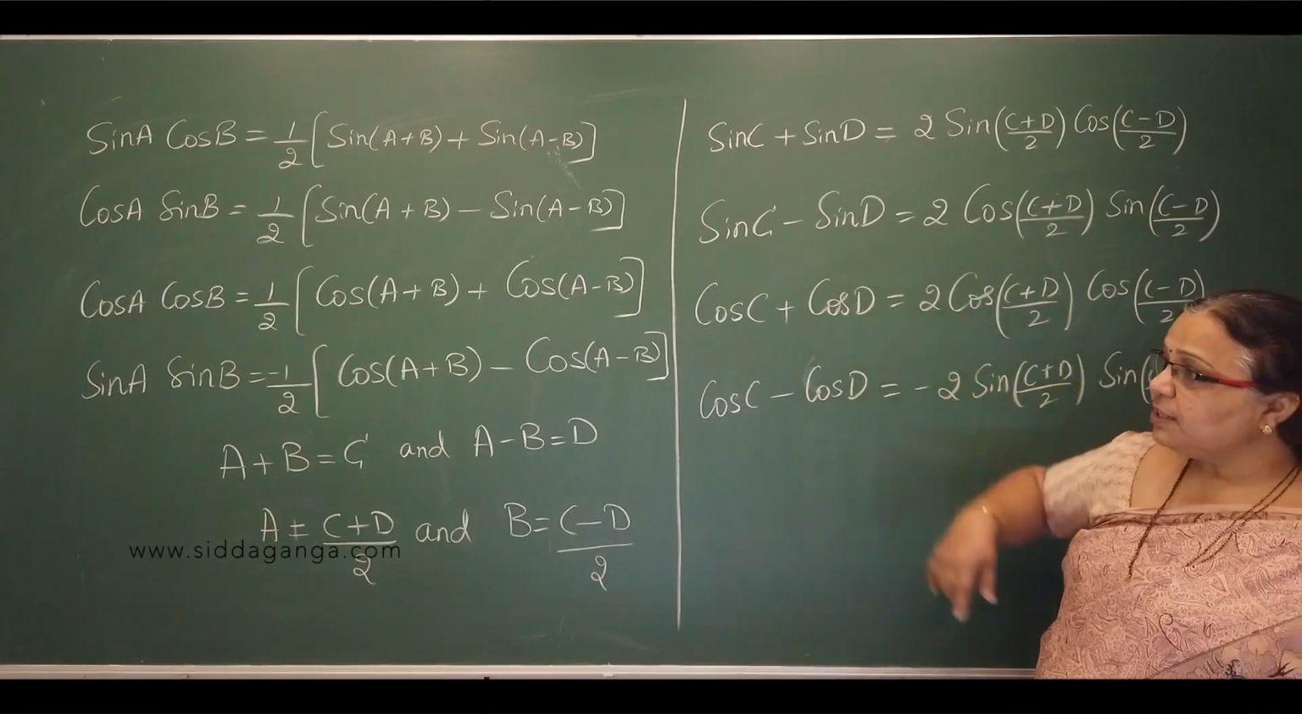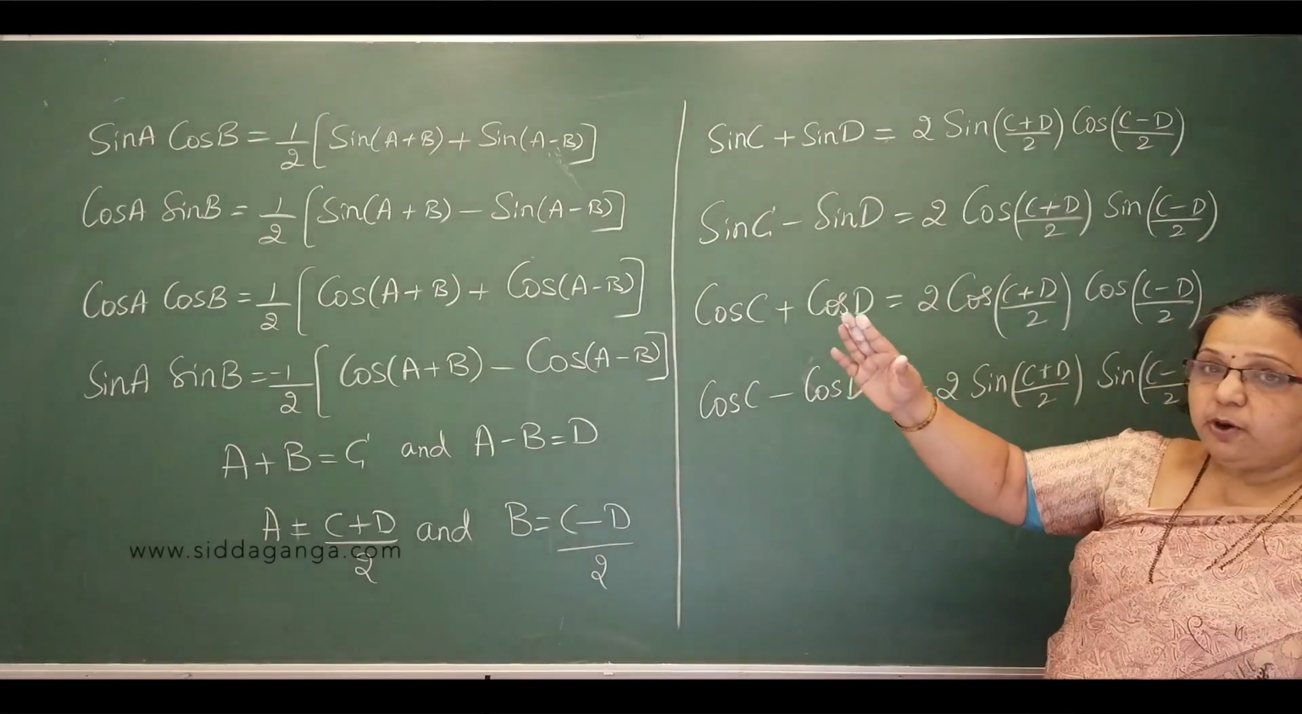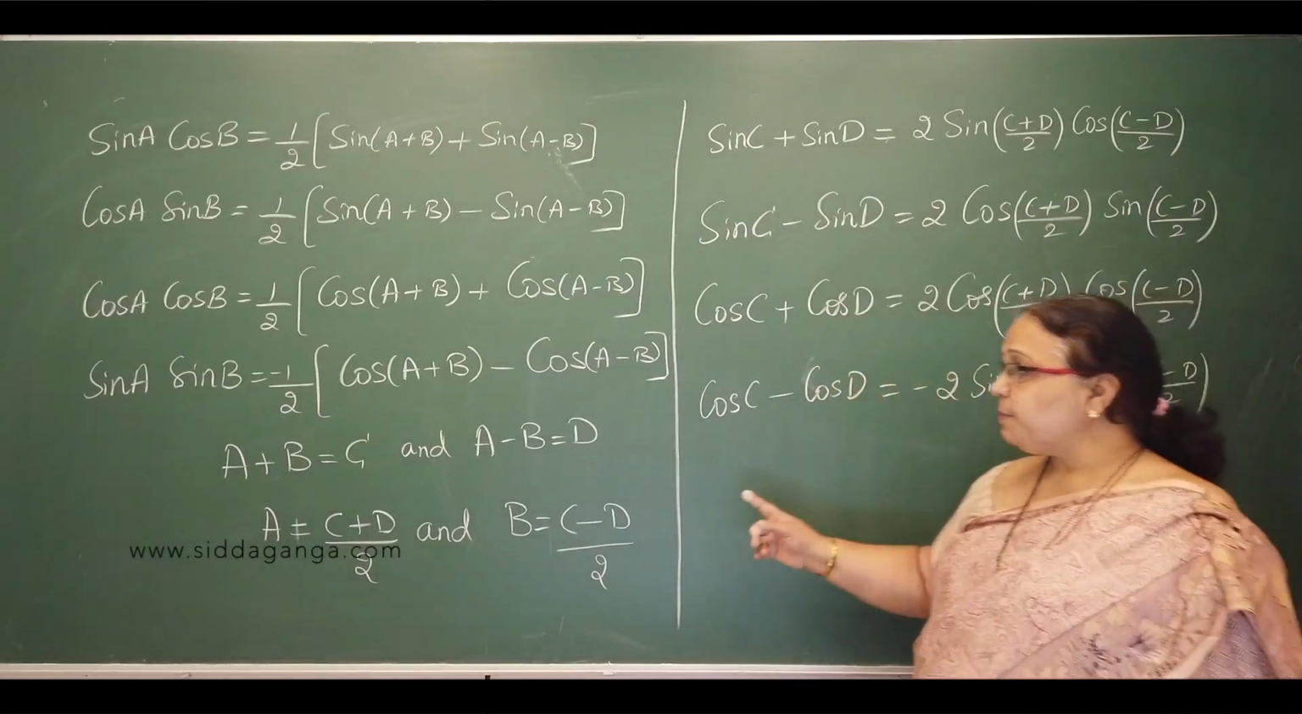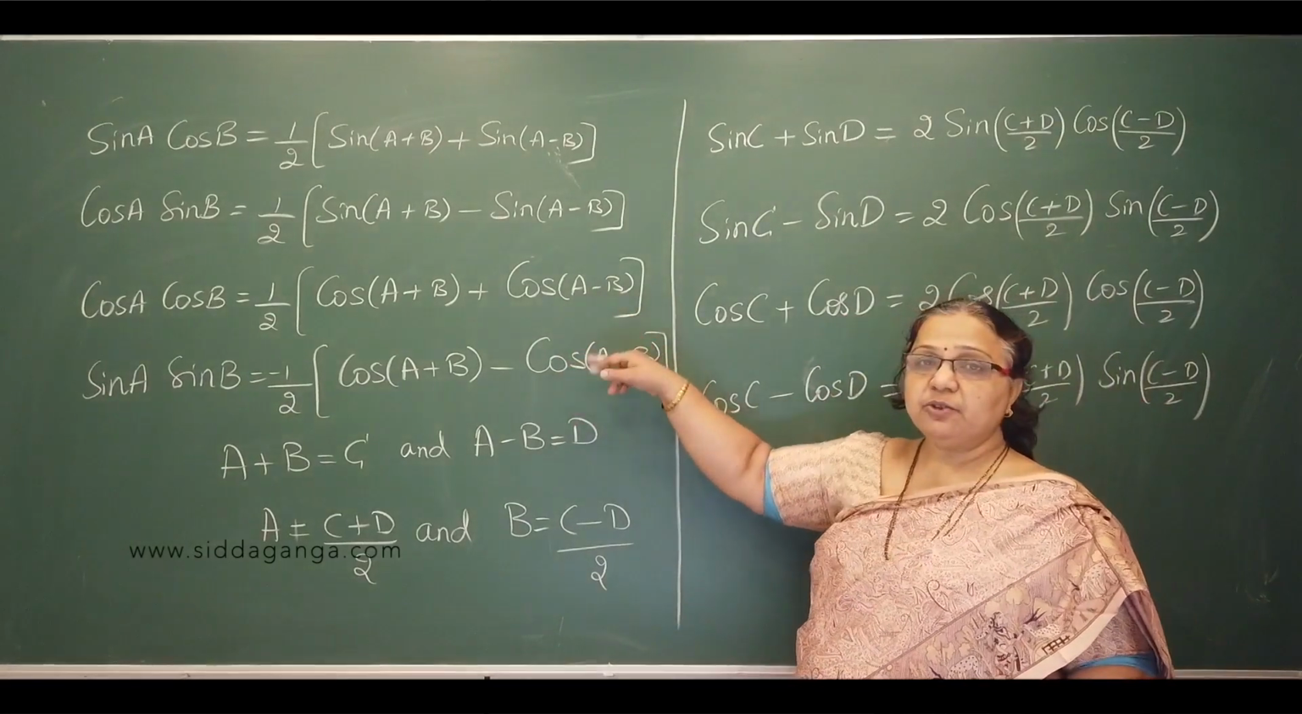So those are the results we have: the product of two trigonometric ratios can be expressed in terms of sum or difference of ratios.